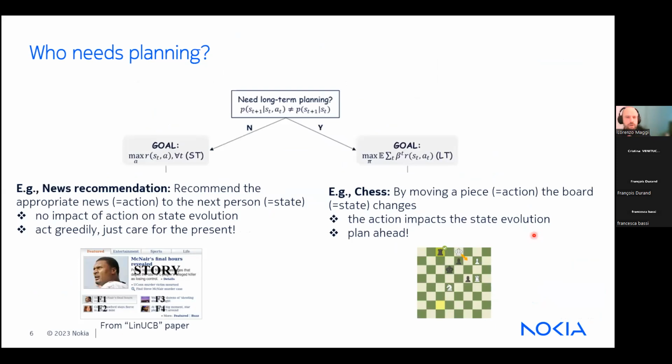First of all, who needs planning? Not always we do need planning, although we have a Markov decision process formulation.